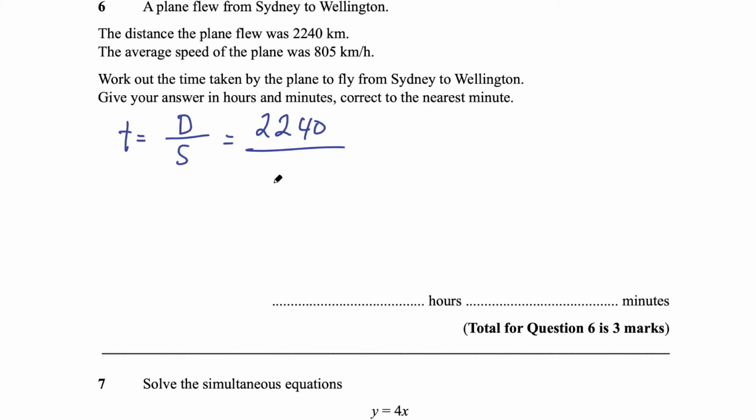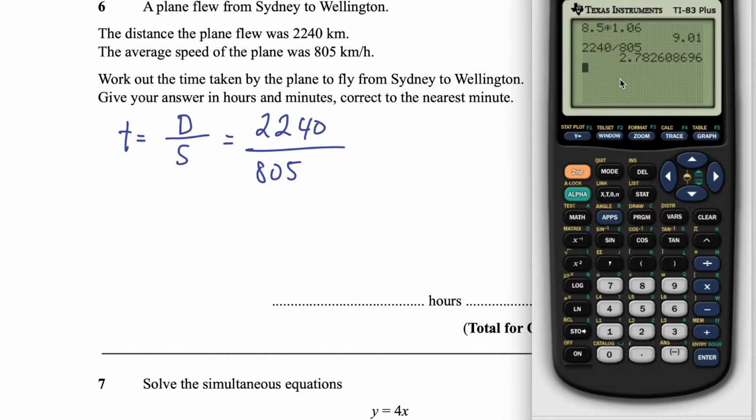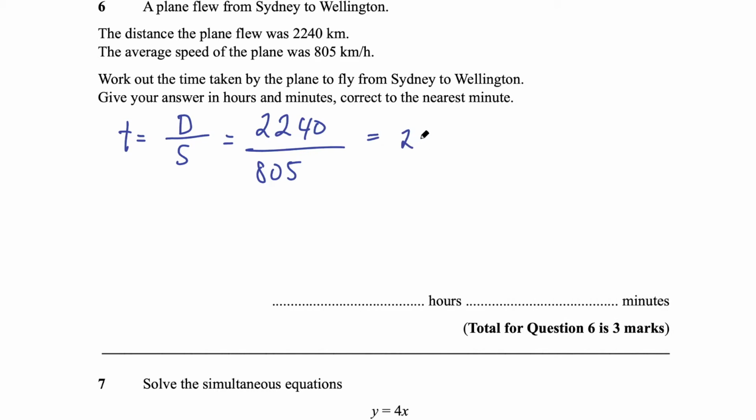2,240 divided by 805 gives you 2.7826, and it goes on. It's important to think about what units that would be in. Well, the speed is in kilometers per hour, so the time ends up in hours. So this is in hours in decimal form.